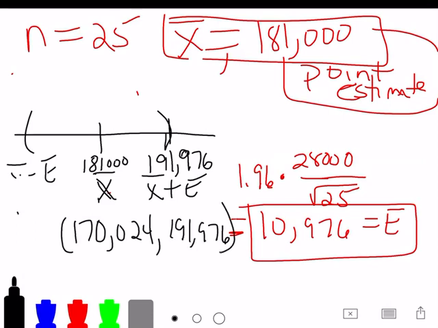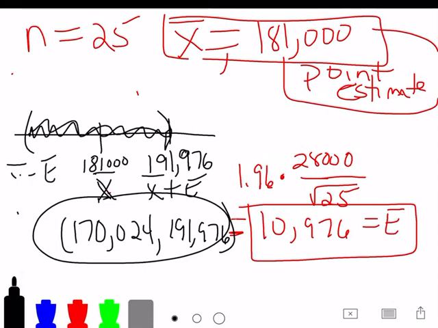191,976, and I could write this is my confidence interval, meaning that I believe that my population mean is going to be in this interval between here and here on the number line, somewhere in there. So how do I state that? How do I actually write out the interpretation? That's my confidence interval. So that's the answer to the question if I asked you to construct a confidence interval.